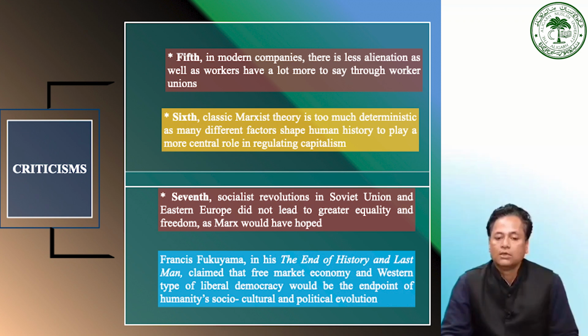For instance, writing after the end of the Cold War, Francis Fukuyama talked about the end of history, and he claimed that free market economy and Western type of liberal democracy would be the end point of humanity's socio-cultural and political evolution. So, lots of countries have adopted democratic systems of government, including the countries in Eastern Europe and many countries in West Asia. They are making landmark reforms. Many countries are going for the liberal model.